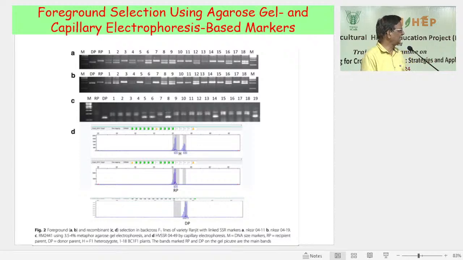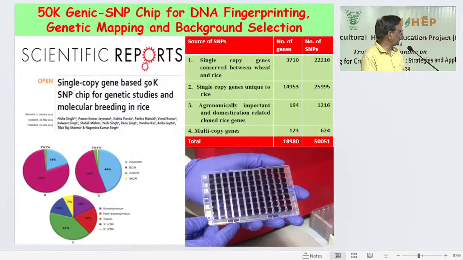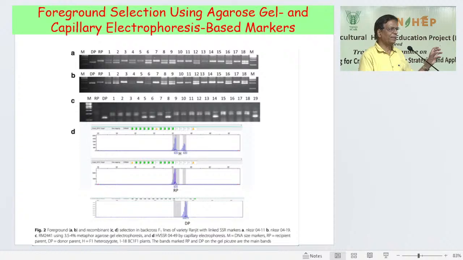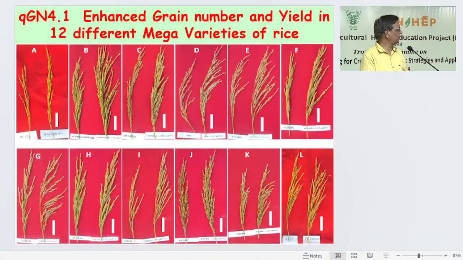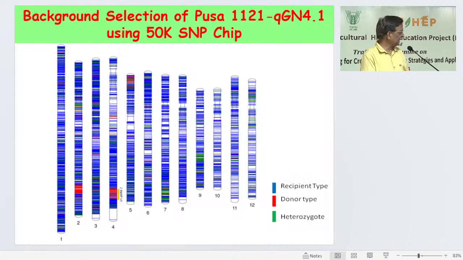So we did that. Normally it will take 7 to 8 backcrosses, it might take 5, 6, 7 years, but through marker assisted background selection and foreground selection you can do it in 3 years. So this was done. This is the foreground marker for that high grain number, and for the background we designed a chip here in this institute. This is the patented chip. So we use 50,000 SNP markers representing the whole genome.